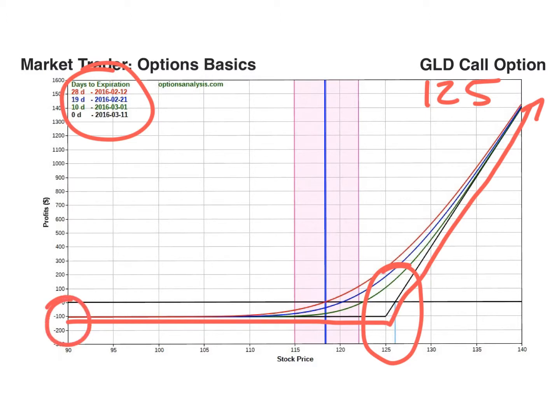This represents actually two things: the maximum loss of the call option if the price is going to trade below $125 by expiration. So that means the most that we can lose is $100. So not too much in terms of relation. We don't have a huge liability if we just went out and purchased this option.